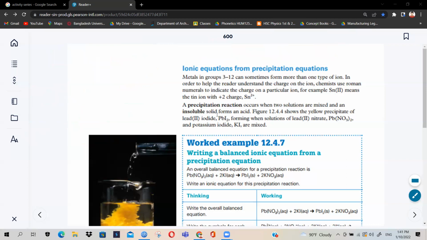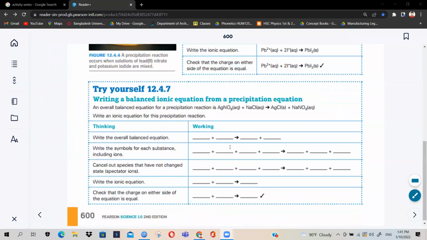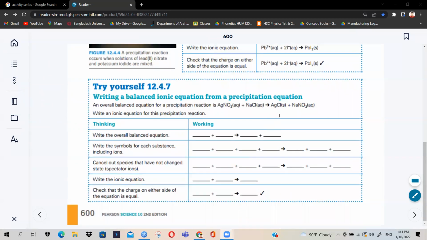Check that the change on either side of the equation is equal. Yes, it is equal. All right. Now, tell me what should be the equation for silver chloride? Ag +3. Silver plus. Is it +1? Yes, +1. Silver does not have a charge of +3. It has a charge of +1 only.